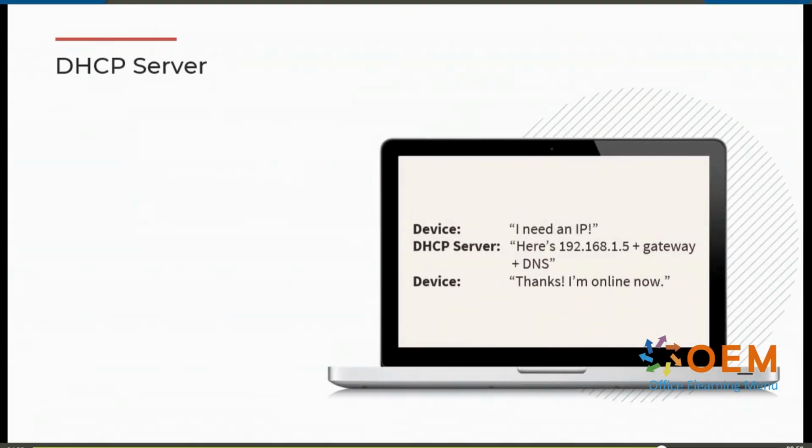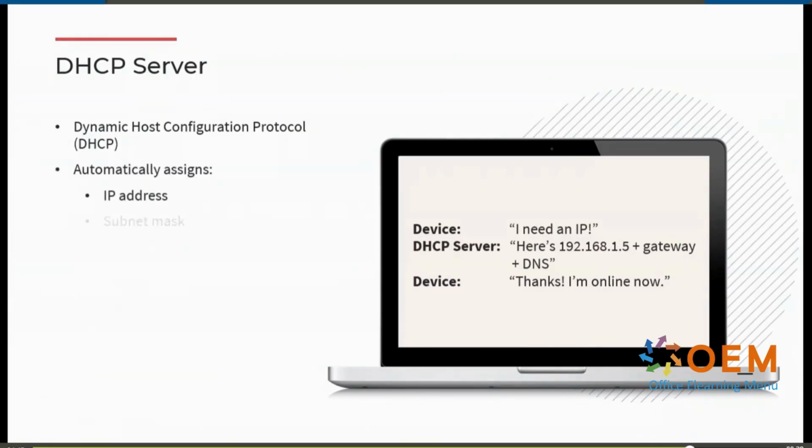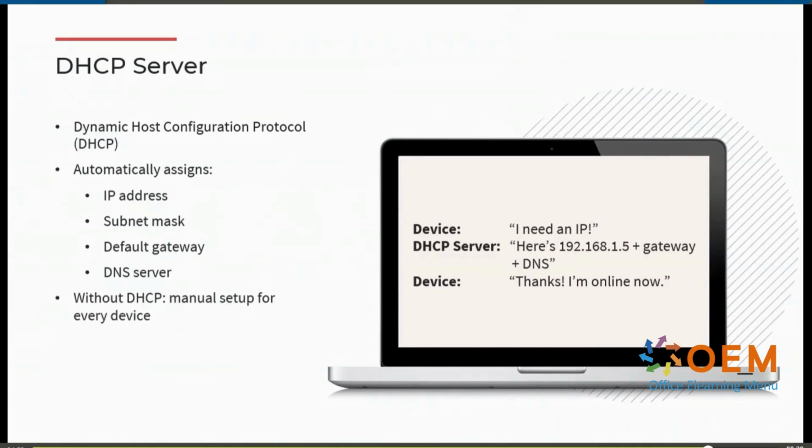Let's see how devices get their IP addresses. This is handled by a DHCP server, or Dynamic Host Configuration Protocol server. DHCP automatically assigns network settings, like IP address, subnet mask, default gateway, and DNS, when a device connects. Without it, you'd have to set these manually for every device.